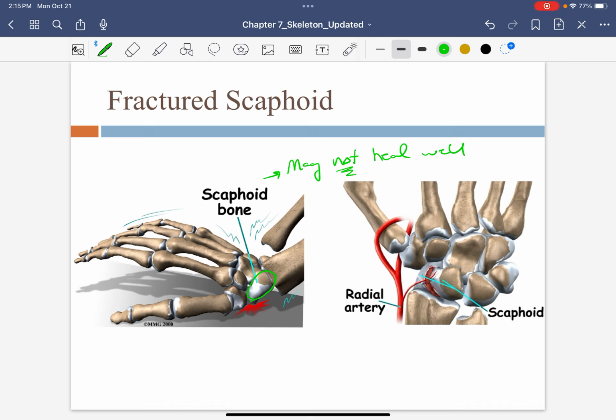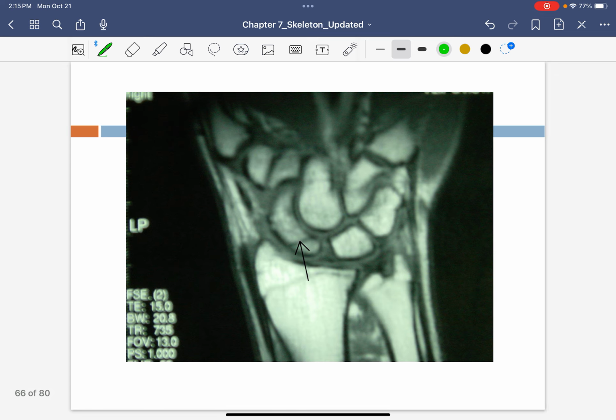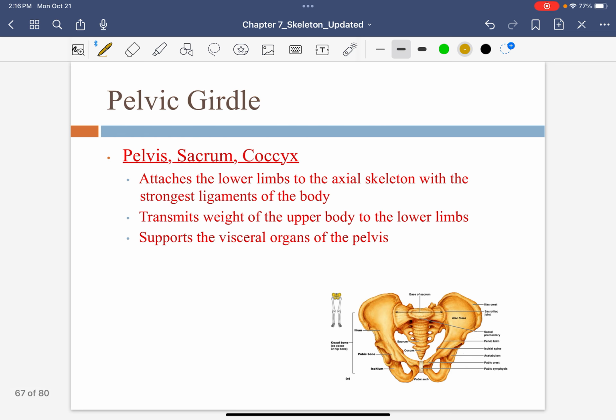One example of a bone that may not heal well is called the scaphoid because it has a poor blood supply when it fractures in most instances. Lovely MRI here. We can see the outline of the scaphoid, and then there's a crack. The arrow's pointing to the crack. Not so good. So it can heal, it just does so slowly. So they'll be usually in a cast for longer than you usually would.